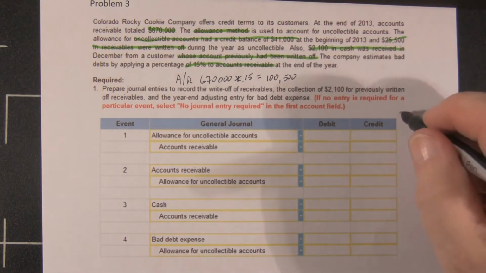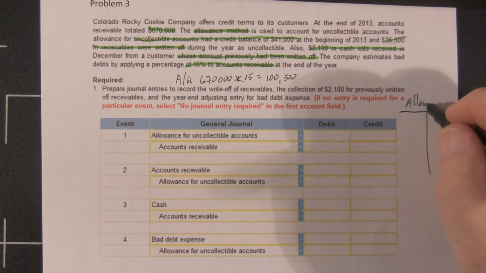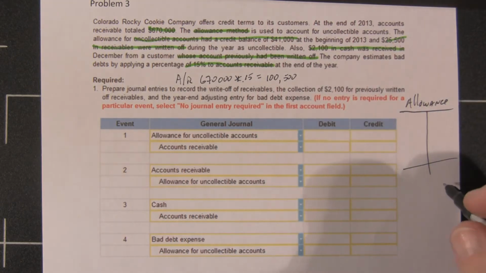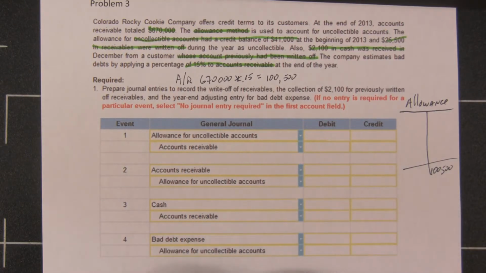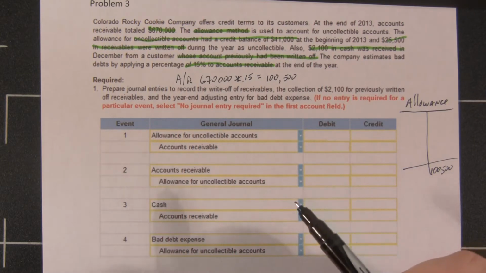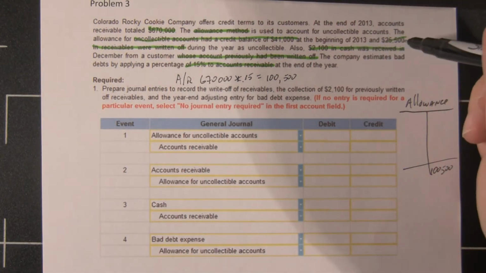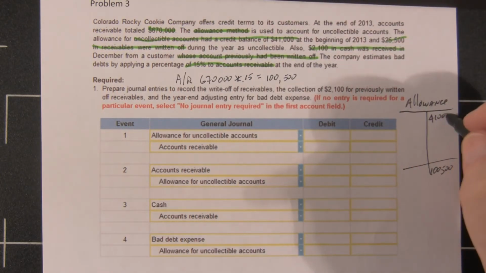So if we're looking at our allowance account, when we're all done, we have to be at that 100,500. So we don't know what the bad debt expense is yet. So we have to wait for that. Okay, so let's go through and take a look. The allowance for credit balance, okay, let's put that in. It's there. Got it.